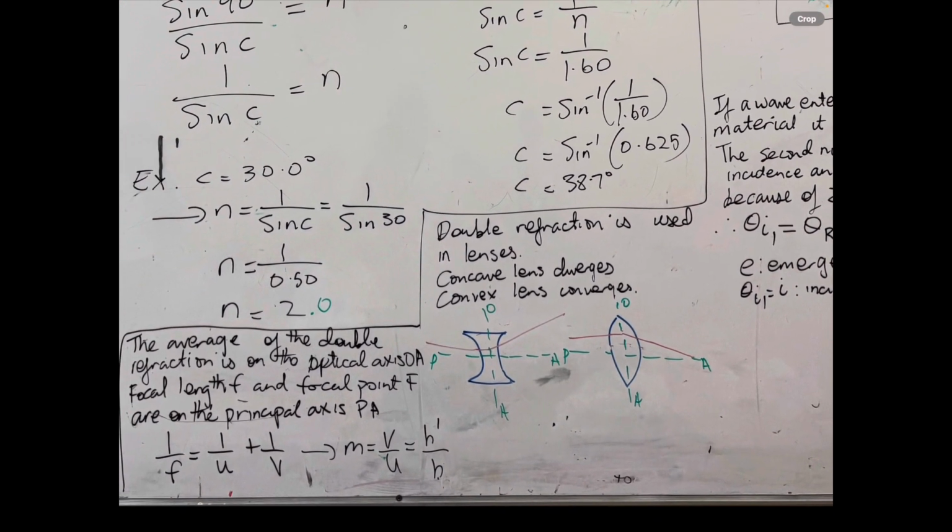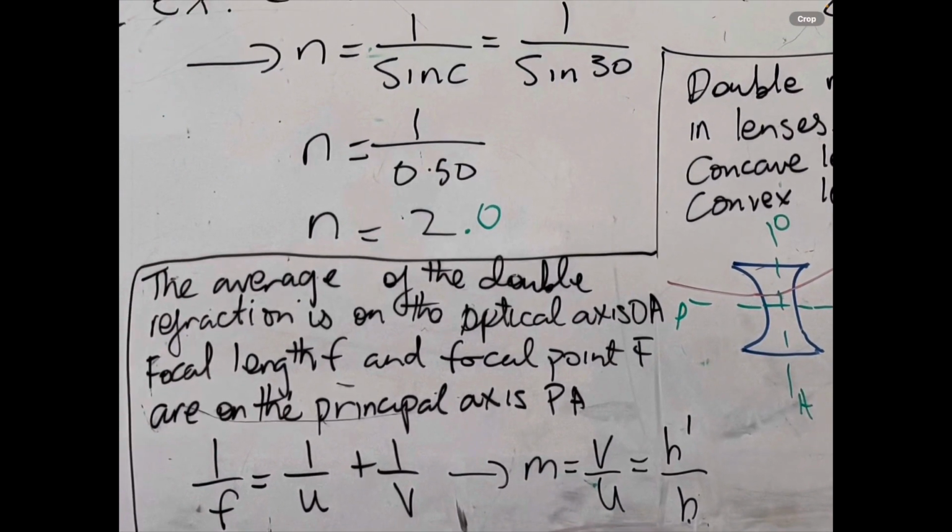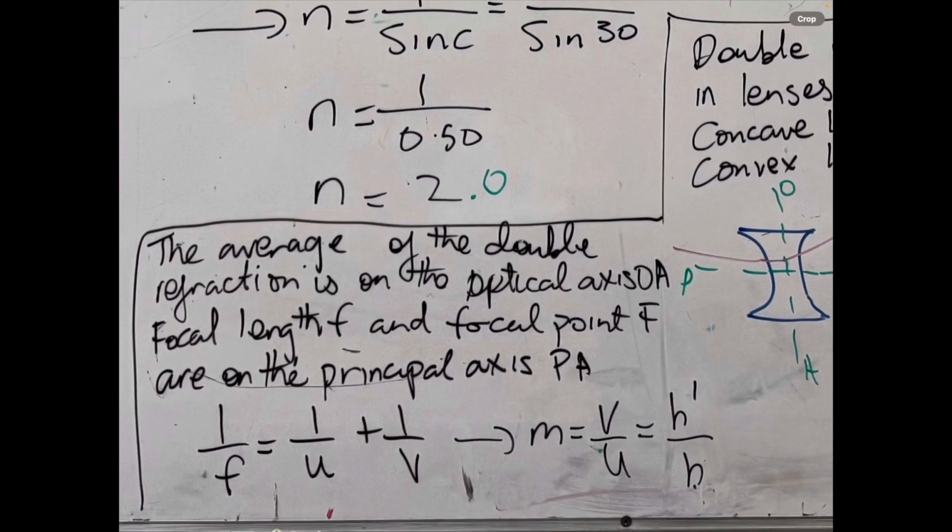Double refraction is used in lenses. Concave lens diverges and convex lens converges. So that divergence and convergence is with respect to the principal axis. The average of the double refraction is on the optical axis OA. The focal length, small f, and the focal point, capital F, are on the principal axis PA. And we can see the equation 1 over f is equal to 1 over u plus 1 over v. The magnification of the lens is that M is equal to v over u, which is equal to h prime over h.